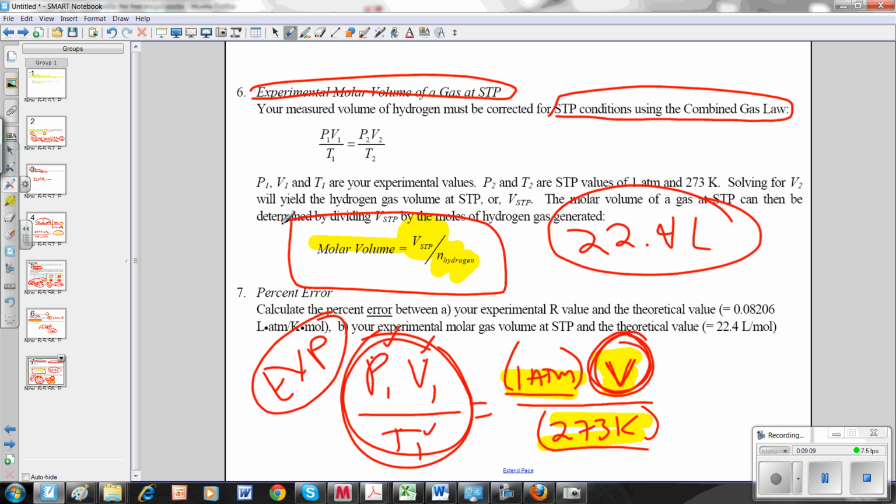The last calculation is going to be this. To find the molar volume of a gas, you put the volume at STP right here, and the moles of hydrogen that you solved in the first problem go up there. When you divide the volume at STP by moles, you should get 22.4 liters.